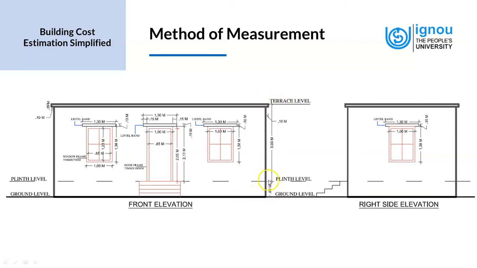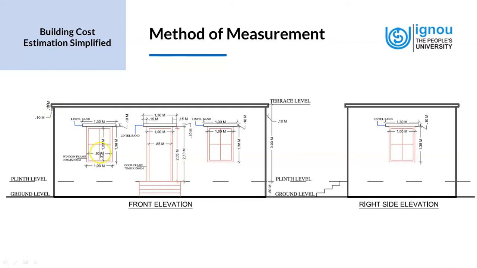But when we look at it from the top of the plinth level to the top of the terrace level, this is 3 meters. And the projection, the dotted line that we referred to in the plan, is 0.1 meters, which is 10 centimeters. So this is the projection of the roof slab. Again, there is a 0.1 projection on this side too. The thickness of the roof slab is also 0.1 meters.